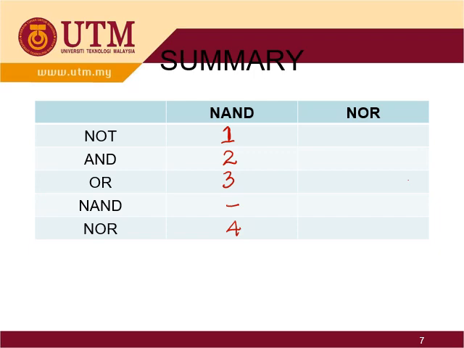I haven't taught you NOR, but it is very easy. The difference is you change the NAND gate to a NOR gate. To represent NOT with NOR, you need 1 NOR gate. Okay, now, how about AND? 2 NOR gates.